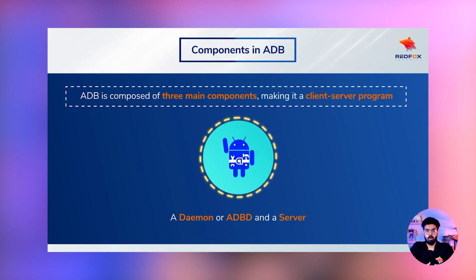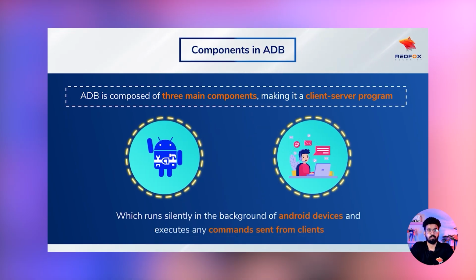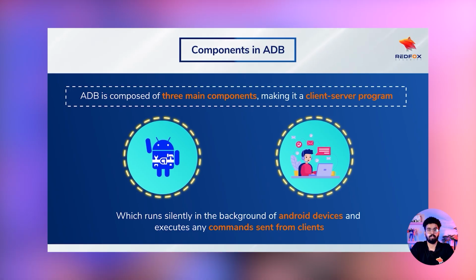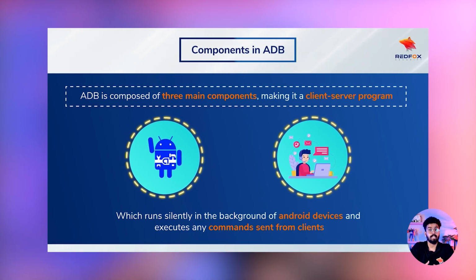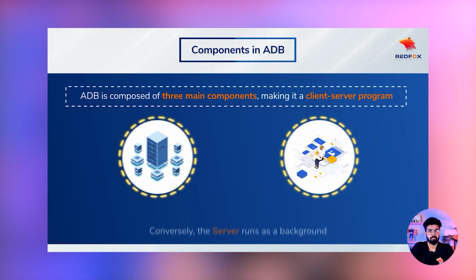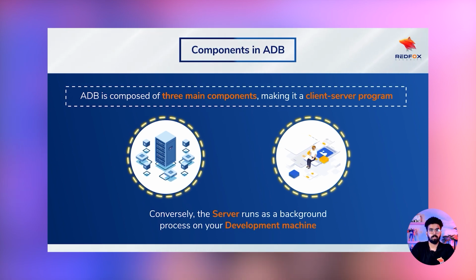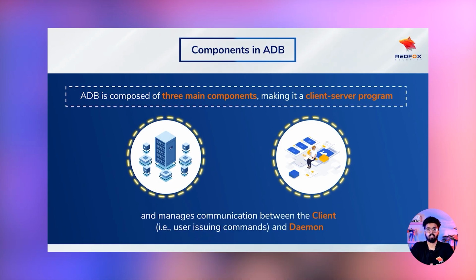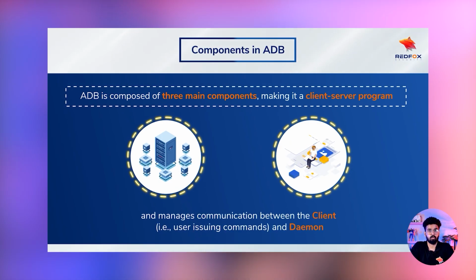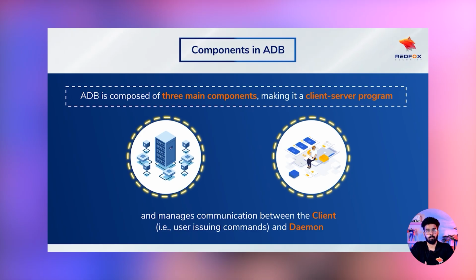A daemon, or ADBD, and a server. ADB features a daemon component which runs silently in the background of Android devices and executes any commands that are sent from the clients. Conversely, the server runs as a background process on our development machine and manages communication between the client, that is the user issuing commands, and the daemon.